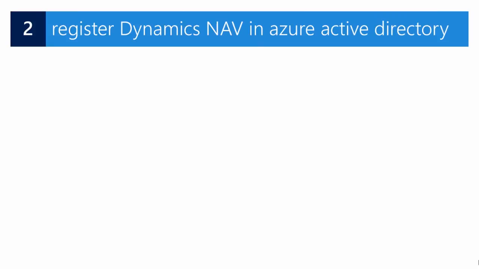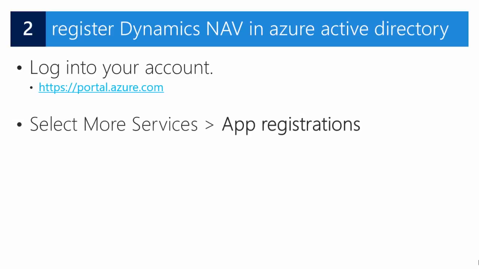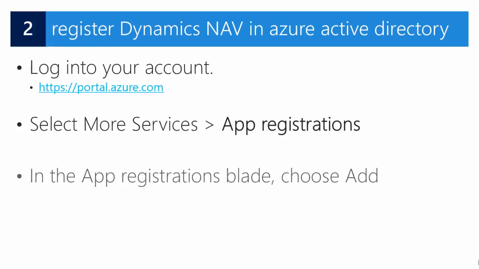Now that we have our requirements set up, it's time to get started with the next step, in which we will register our Dynamics NAV application in Azure Active Directory. To do that, we need to start to log into our account on the Azure portal. Then you select More Services, Application Registrations or App Registrations, and then in the App Registrations blade, we select Add.